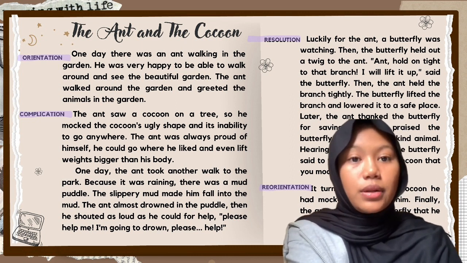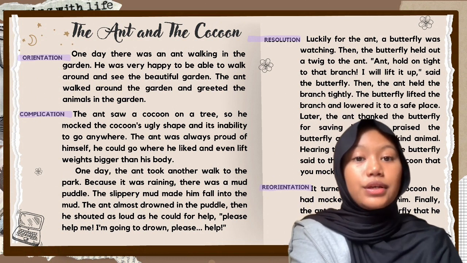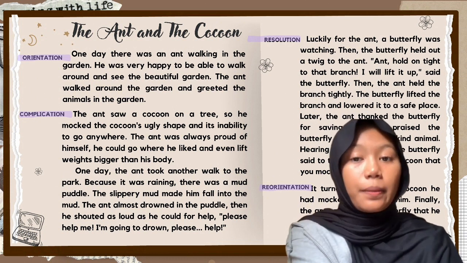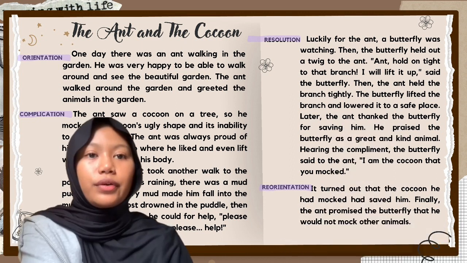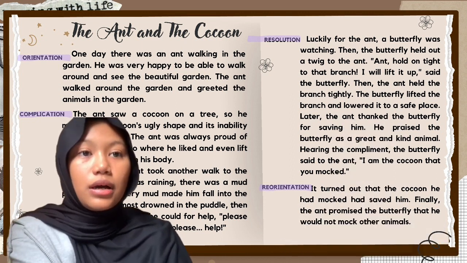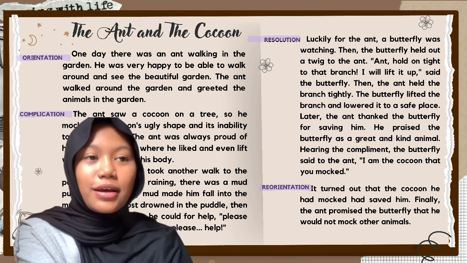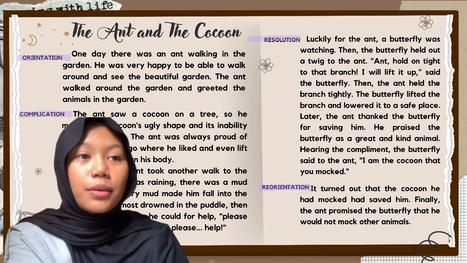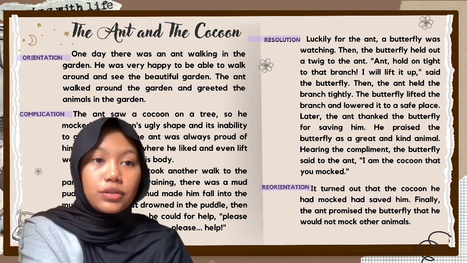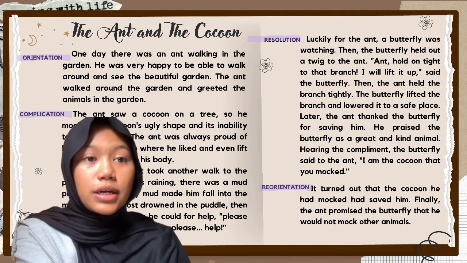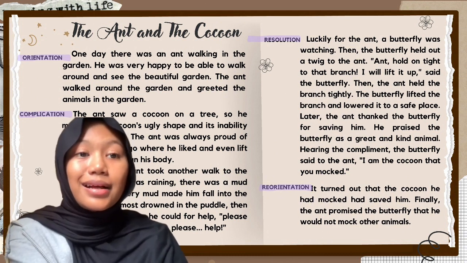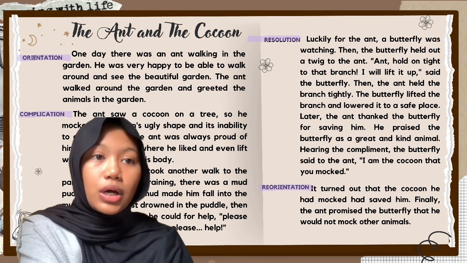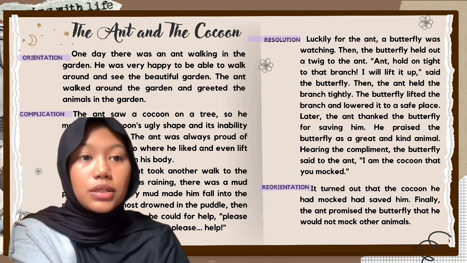The ant almost drowned in the puddle, then he shouted as loud as he could for help. "Please help me, I'm going to drown, please help." for the resolution. Luckily for the ant, a butterfly was watching. Then the butterfly held out a twig to the ant. "Ant, hold on tight to that branch, I will lift it up," said the butterfly. Then the ant held out the branch tightly. The butterfly lifted the branch and lowered it to a safe place.